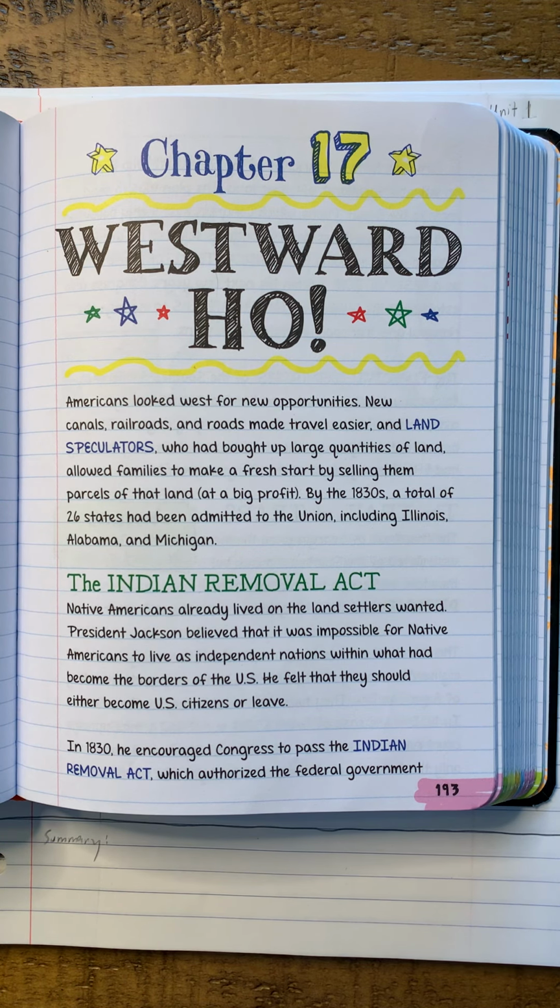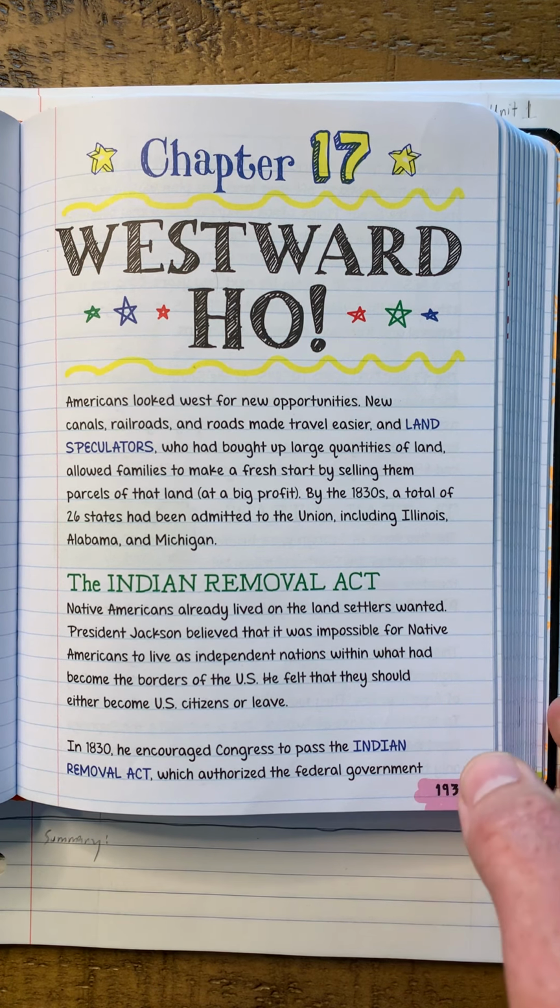So what it says is, Americans looked west for new opportunities. New canals, railroads, and roads made travel easier, and land speculators who had bought up large quantities of land allowed families to make a fresh start by selling them parcels of that land at a big profit. By the 1830s, a total of 26 states had been admitted to the Union, including Illinois, Alabama, and Michigan.